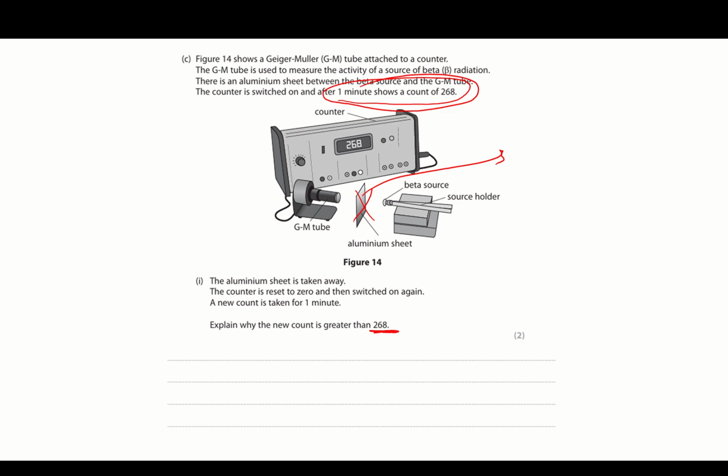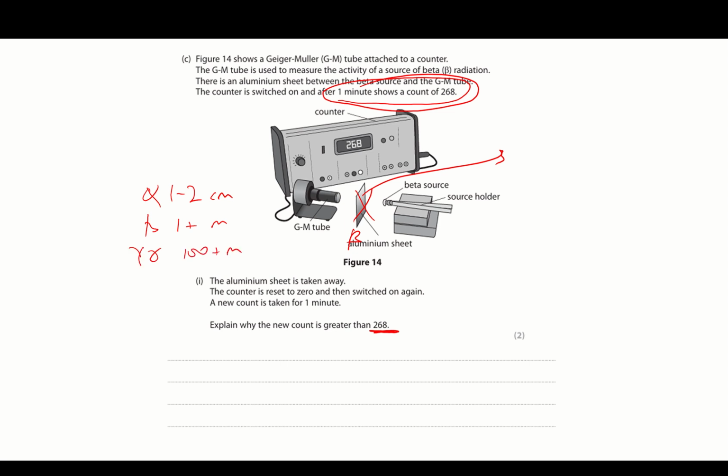That's a bit of a daft question, isn't it? Because what it's saying is, if I take that away, will it go up? Well, yeah, beta can now get through where it couldn't before. Now, it's likely that alpha still can't get through because that's quite a big gap, because we know alpha can go 1 to 2 centimetres. Beta can go around a metre, and gamma can go 100 plus metres.